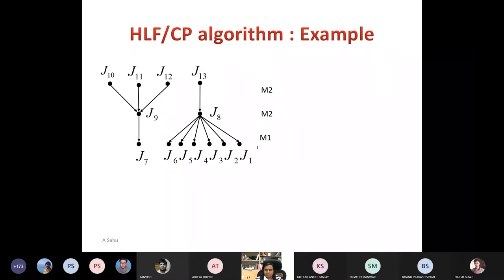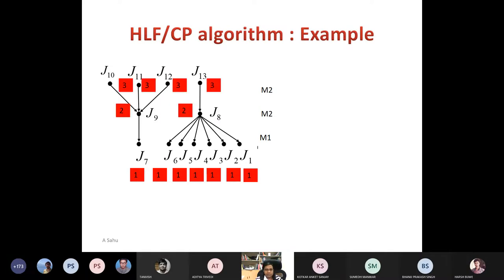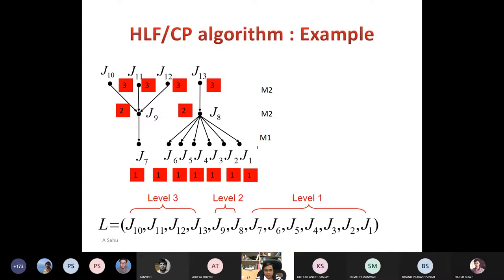Highest level first, or critical path algorithm, that we have already discussed. This is the lowest level, this is the second level, this is the third level. And so we can use this leveling algorithm. So level 3, level 2 and level 1, and we can schedule them.